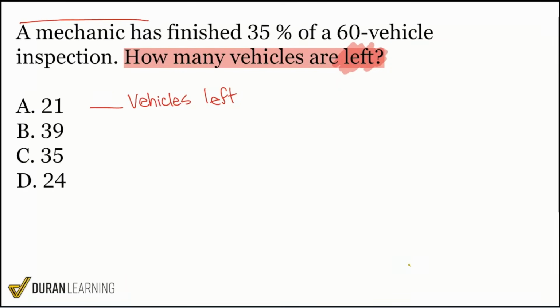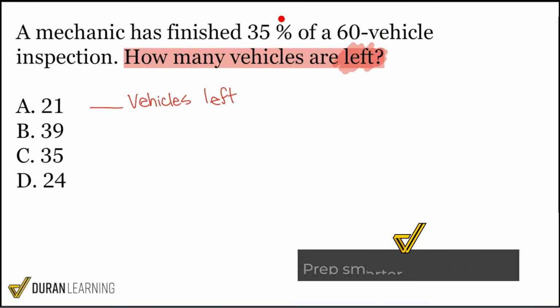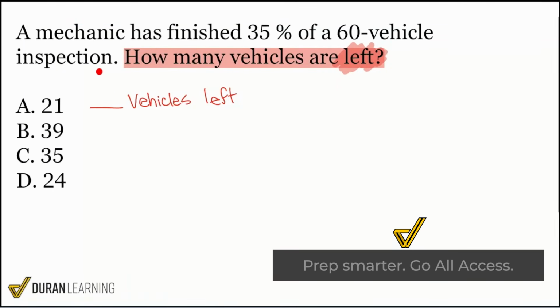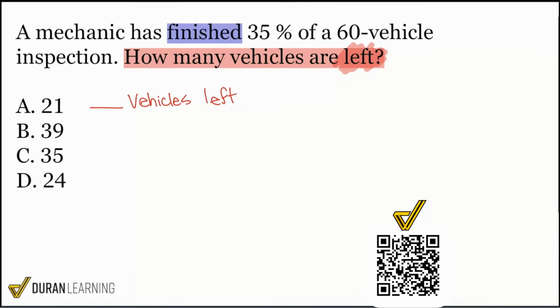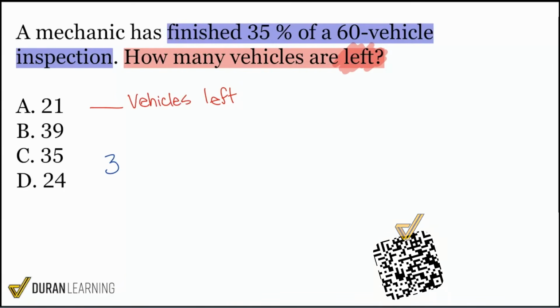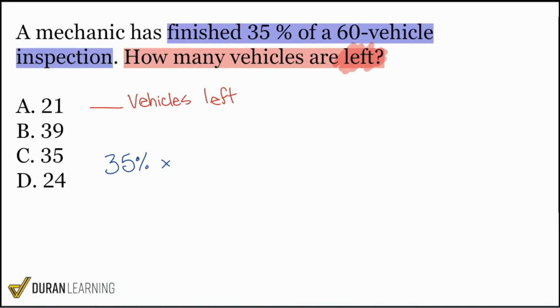A mechanic has finished 35% of a 60 vehicle inspection. Okay, let me write this down, everyone. We see clearly that it says we finished 35% of a 60 vehicle inspection. So what that means is 35% of the original 60 vehicles equals finished, equals the number of finished vehicles in terms of the inspection.